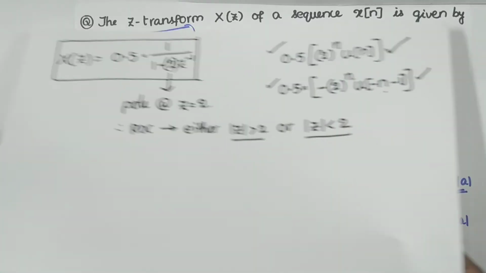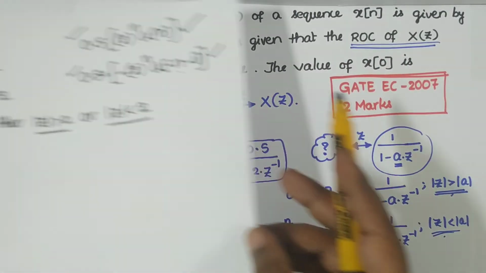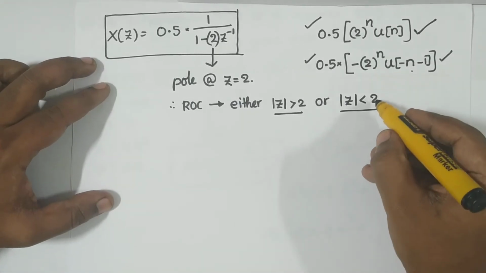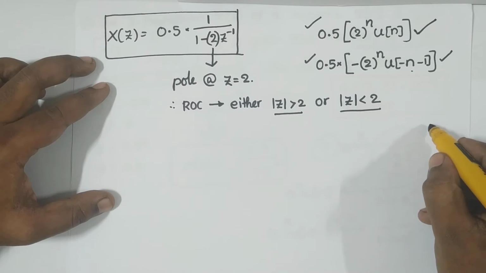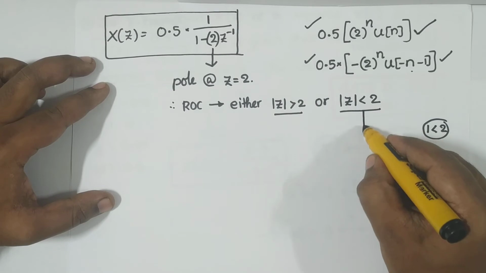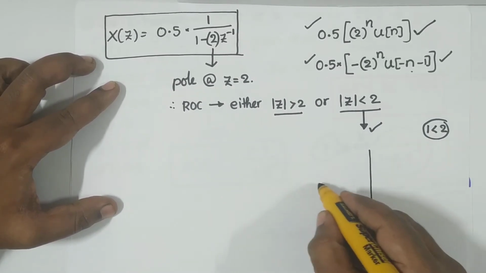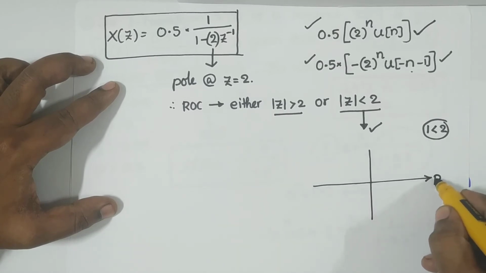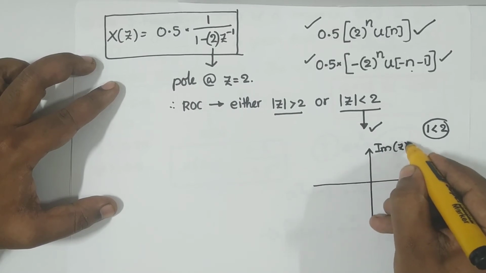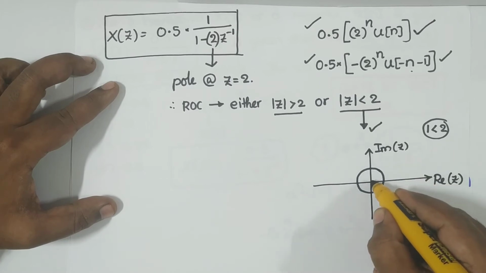As we have, ROC of X(z) includes the unit circle. Therefore, includes the unit circle means radius is 1 over there. So we could say like this, as 1 is less than 2, so we can select this one. How? For example, let me take my z plane. So Re(z) and Im(z) is this. Say this is my unit circle.